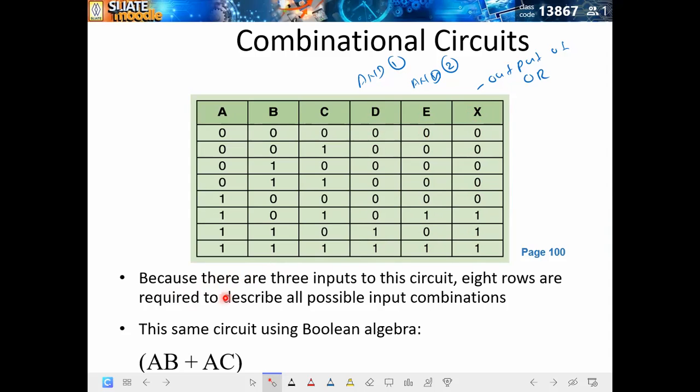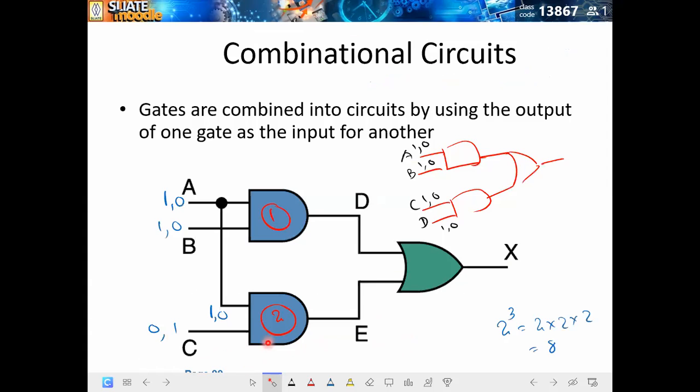So then it says, because there are 3 inputs to this circuit, 8 rows are required to describe all possible input combinations, right? It's okay, you know. Now the same circuit using Boolean algebra. If you use Boolean algebra, right, you can write it like this: A.B + A.C. How did this come about? Right. How can you write Boolean algebra from this kind of circuit?